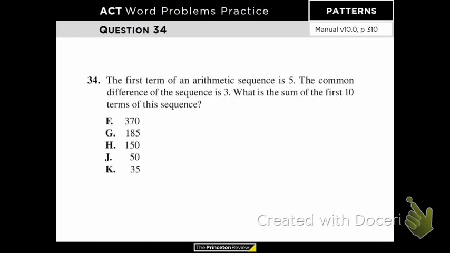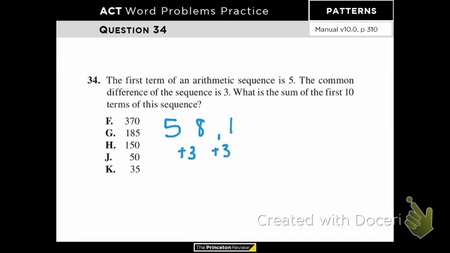The first term of an arithmetic sequence is 5. The common difference of the sequence is 3. What is the sum of the first 10 terms of this sequence? So arithmetic sequence, think adding or subtracting. It says the first number is 5, and then the common difference is 3. When it talks about common difference, that's actually what you're adding each time. Okay, so we're going to go ahead and add 3 to find our next number, which would be 8.